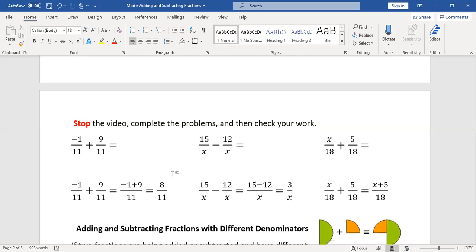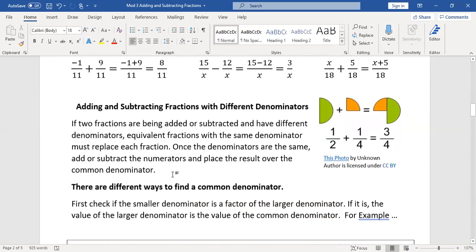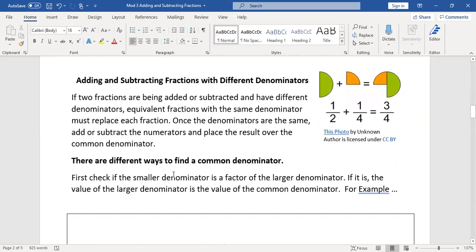Let's move on to adding and subtracting fractions with different denominators. If two fractions are being added or subtracted and have different denominators, equivalent fractions with the same denominator must replace each fraction. Once the denominators are the same, add or subtract the numerators and place the result over the common denominator. There are different ways to find a common denominator. First, if the smaller denominator is a factor of the larger denominator, then the larger denominator is the common denominator.